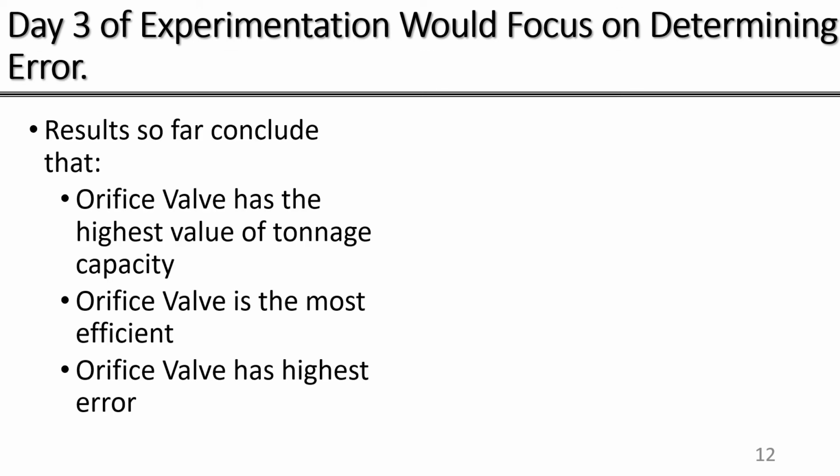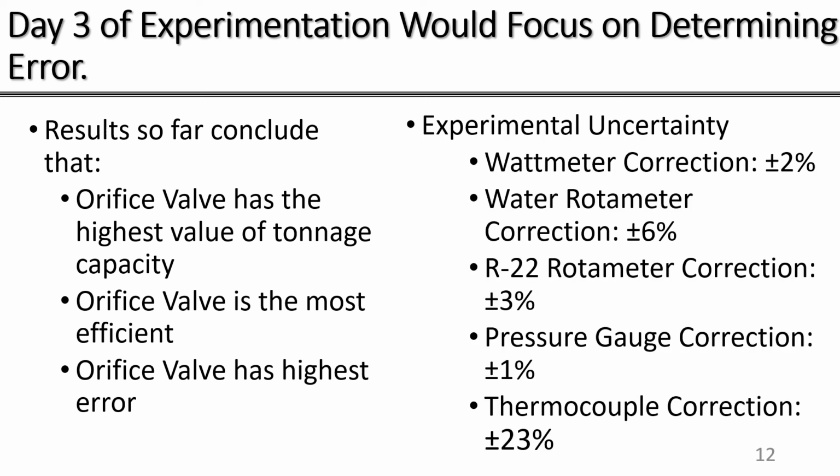From the data, we can conclude that the orifice valve is the more efficient valve for the chiller, despite it having the highest error. From the manufacturer datasheet, we found most of the experimental uncertainty for the instruments used. From there, we discovered that thermocouples are meant to be submerged in a fluid and not for direct solid contact. This is a potential source of error for our temperature readings. We calculated the uncertainty correction for the thermocouples to be as high as plus or minus 23%.